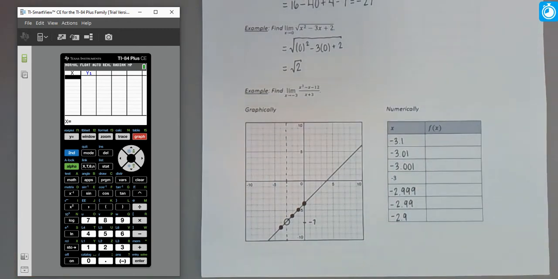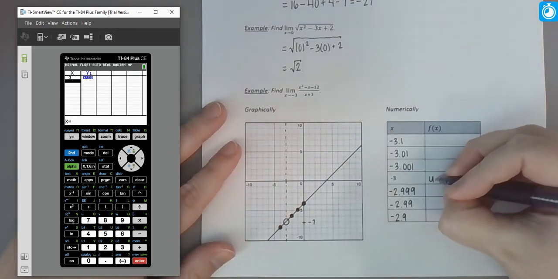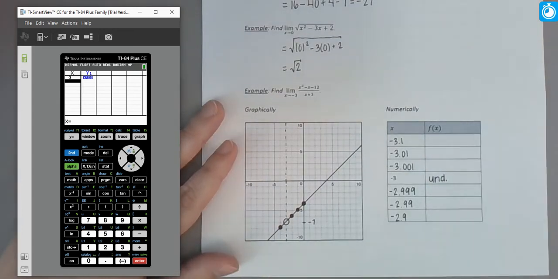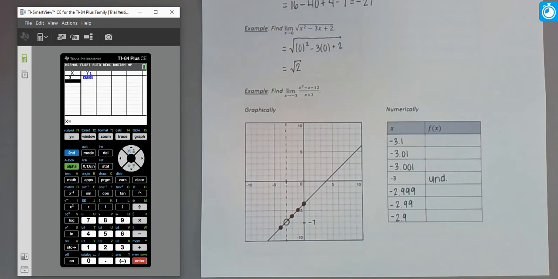Let's see what happens with those. Now what happens at -3? Let's confirm that. Well, we get an error. So remember, there's nothing there, there's a hole there. So this is undefined. We don't actually have a point there, and we already determined that by determining that we can't plug in -3 to this function. It forces us to divide by 0.